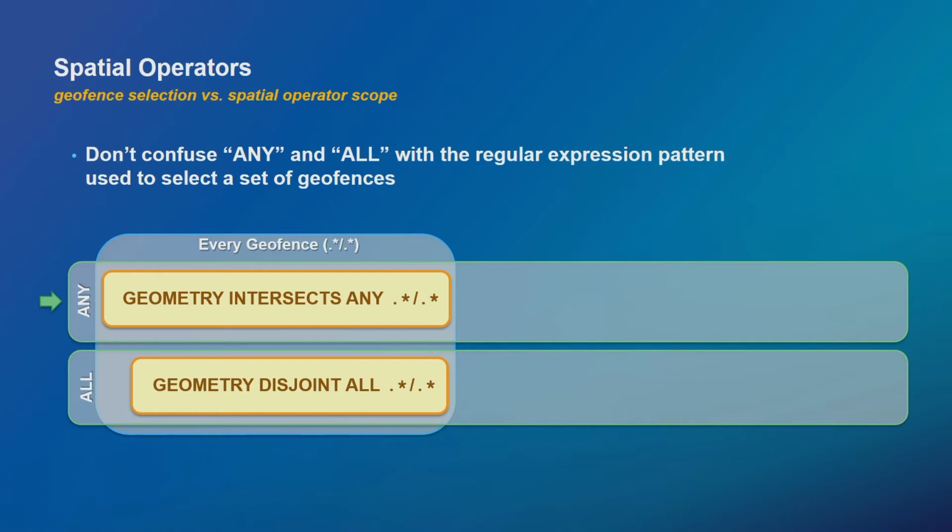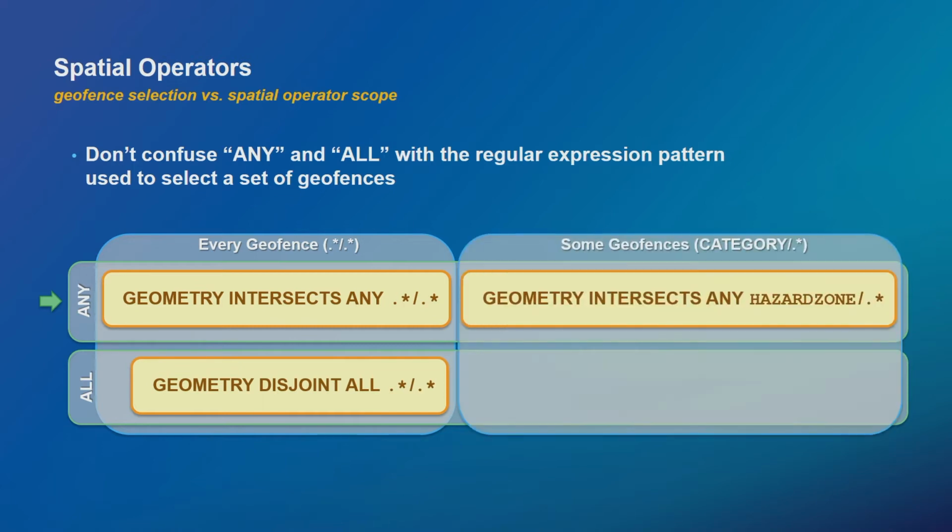So, for example, looking at the any here, the first one on the top left is going to intersect the incoming event geometry with any geofence in the system. And so long as you get one intersection, then that spatial operator will evaluate to true. On the second one, though, on the right-hand side here, we've limited the geofences to be just hazard zones. So we're looking for an intersection with any hazard zone, and if that is present, then we would pass the event on through. If it's not intersecting any one single hazard zone, then the event would be blocked.